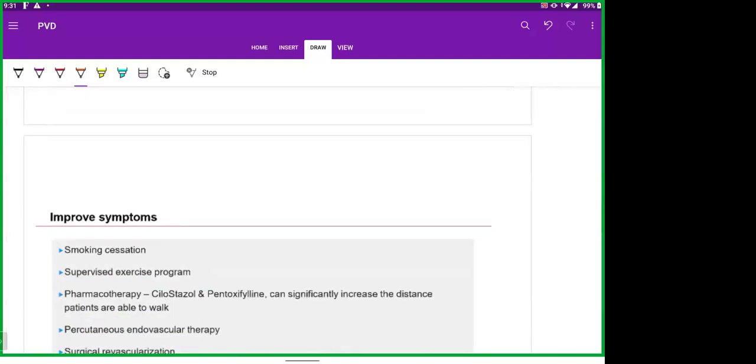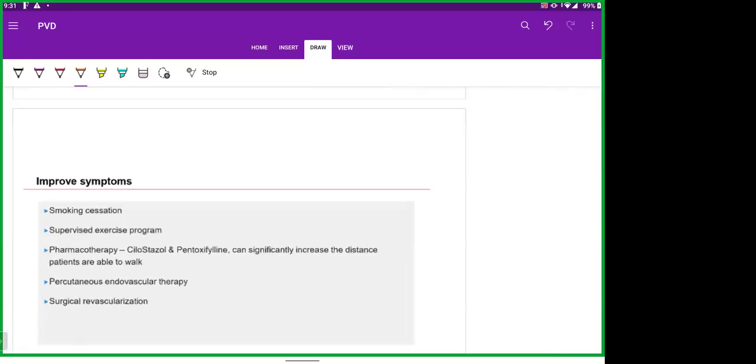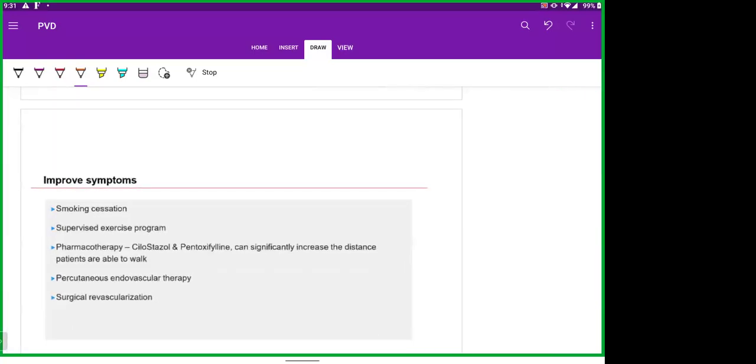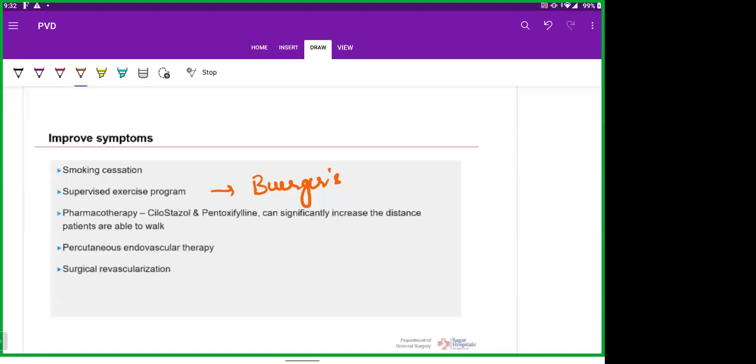Now coming to how we improve the peripheral extremity symptoms. Again, you need to stop smoking, and then a supervised exercise program. There is something called Buerger's exercises, where these patients are taught how to move their limbs. Basically they have to elevate the limb and then do a cycling kind of movement, and then keep dorsiflexing and plantarflexing their foot. There are certain exercises which will be done by the physiotherapist.